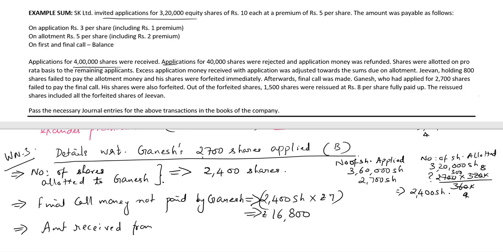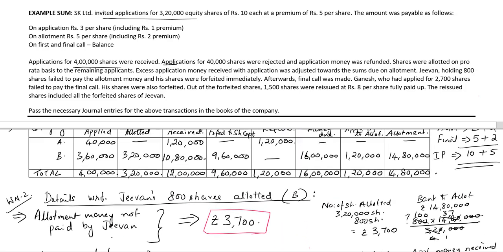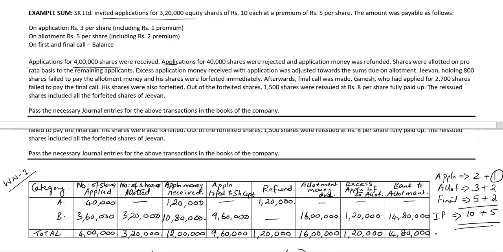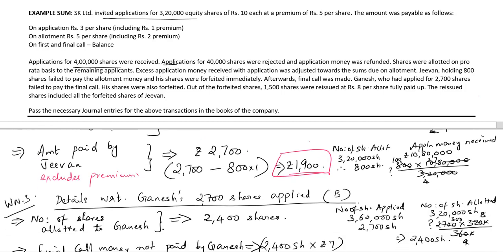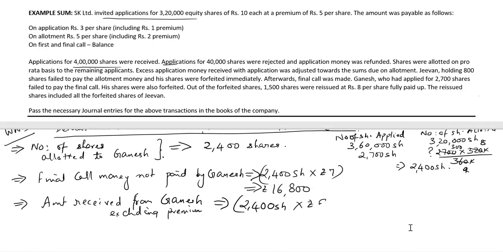And the amount which is received from Ganesh is for 2,400 shares. This should exclude the premium. It's 2,400 shares multiplied by the total of the application and allotment money paid by him, excluding the premium, which is 2 plus 3 rupees, 5 rupees. And this comes up to 12,000 rupees.